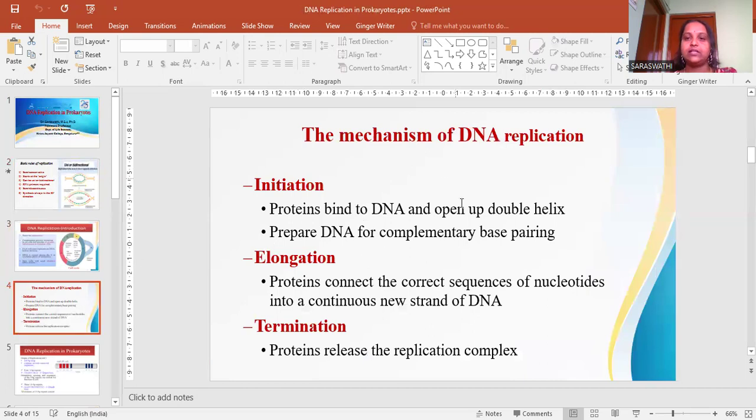The basic mechanism for DNA replication has three different stages: initiation, elongation, and termination. In initiation, proteins bind to the DNA and form a bubble-like structure, which we consider the replication fork, and they prepare the DNA for complementary base pairing. In elongation, the corresponding nucleotides are added and synthesis continues on both strands. Termination is where the replication process is arrested.